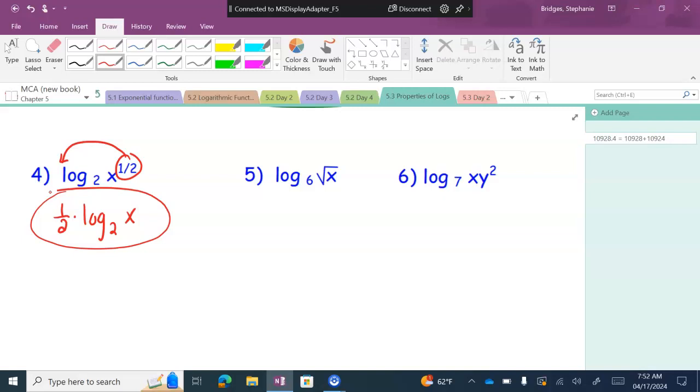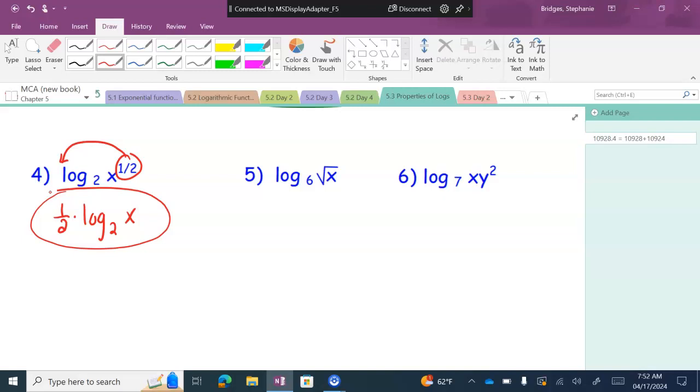Now 5 is a little trickier because a lot of the times we don't think about what that means. It's the log base 6 of the square root of x. Okay, so my argument is just the square root of x. Is that a product of things? Anything being multiplied? Is it a quotient? Anything being divided? Is it an exponent? Can it be an exponent?